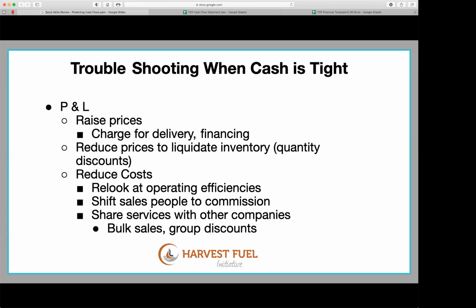You want to look at cost reduction. You want to relook at your operating efficiency. I know all of you are doing this right now, but this is just a reminder, these are important things to be doing on a continual basis. You could shift salespeople to commission. I know some of you have done that. It just takes off some regular cash sales and ties their compensation to performance.